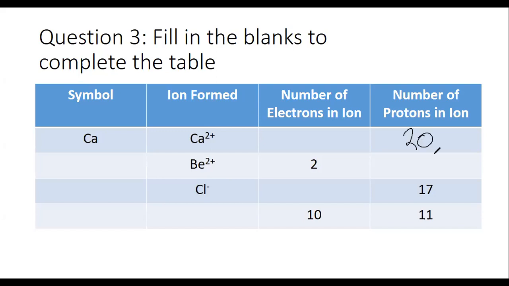Now, how many electrons do we have? Well, I'm saying the overall charge is +2. Charge is given by protons minus electrons. The number of protons we have is 20. Therefore, I have to do this math of 20 minus what equals 2. Well, 20 minus 18 equals 2. Therefore, the number of electrons we have is 18.